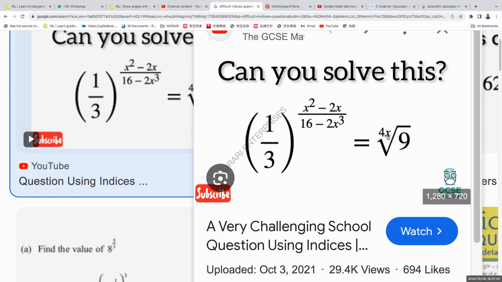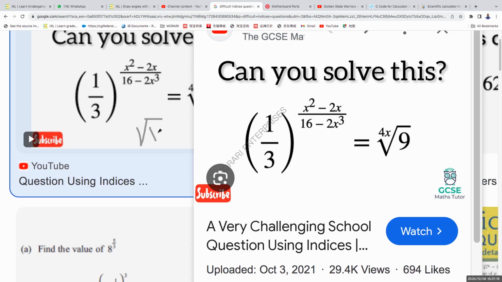What's the meaning of 4x root of 9? How do you change this? This is a 4x root. This does not mean to the power, this is a 4x root. So how do we change root? That's something that you have to know, that roots are also very easy.